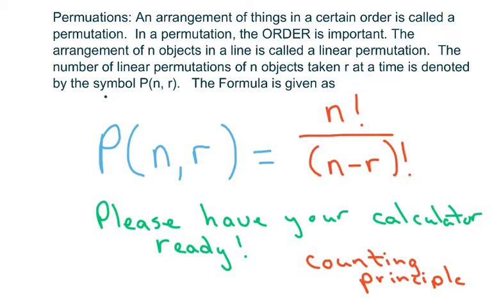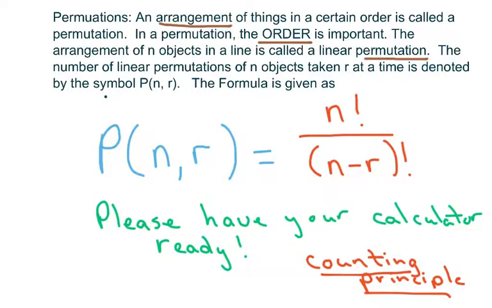Okay, we're going to talk about permutations and some word problems. You should have already watched the difference between linear and circular permutations, and also the counting principle. Basically, the thing you need to know about permutations is these two words, arrangement and order. If you see those two words, you know it's a permutation.